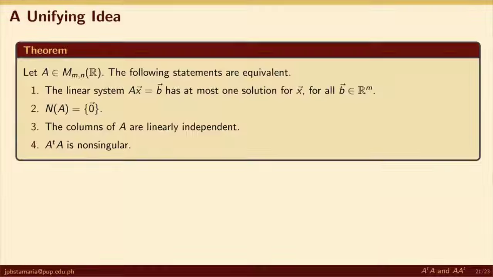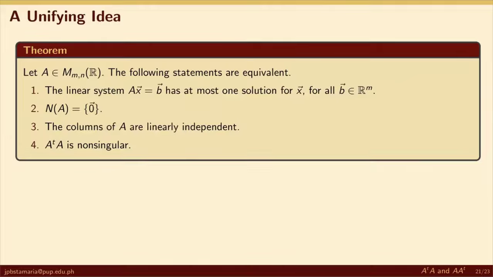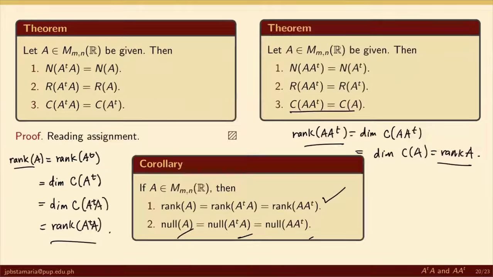Eh ano naman yung version nito? Pag pinalitan natin si A ng A transpose, this is what we have as an alternative. Ganito na yung linear system mo, Y na yung unknown. Here, instead of the null space, we get the left null space of A. And in this case, this is associated to the rows. The rows are now linearly independent and yung matrix na AA transpose is non-singular. Okay? Well, it kind of follows from this theorem.